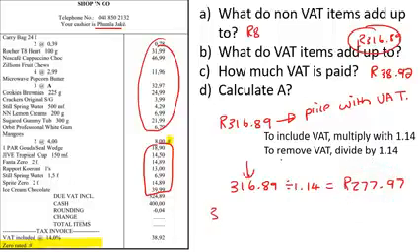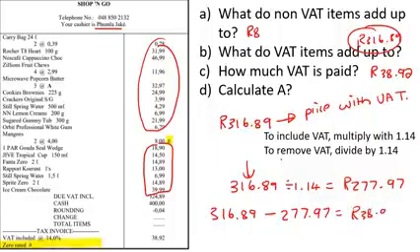So how much VAT was added? Well, you can just minus those two values. See how we're not including this 8 Rand because that is a non-VAT item. Okay, and if you had to calculate this, you get 38 Rand and 92 cents. See? Same thing. Okay? So how much VAT was paid? And then it just says calculate A.